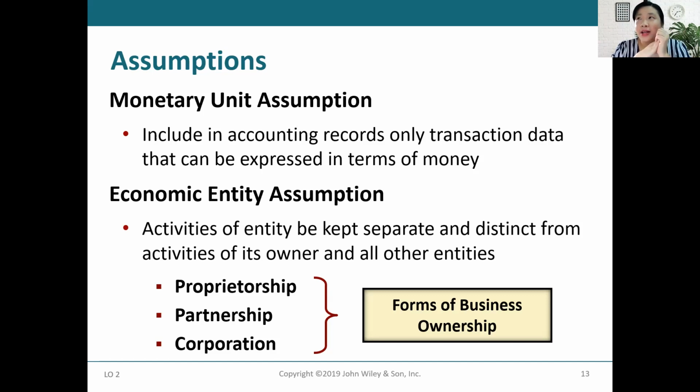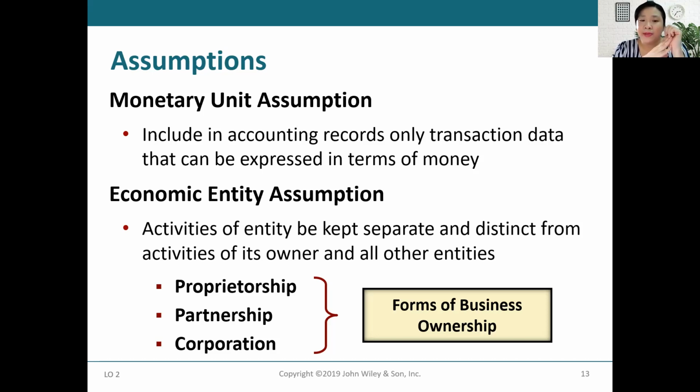Another example: the company purchased a car for $10,000. So should we record that? Yes, because this is an activity of the company. So remember that the activity of the owner should be kept separate from the activity of the business. We call it the economic entity assumption.